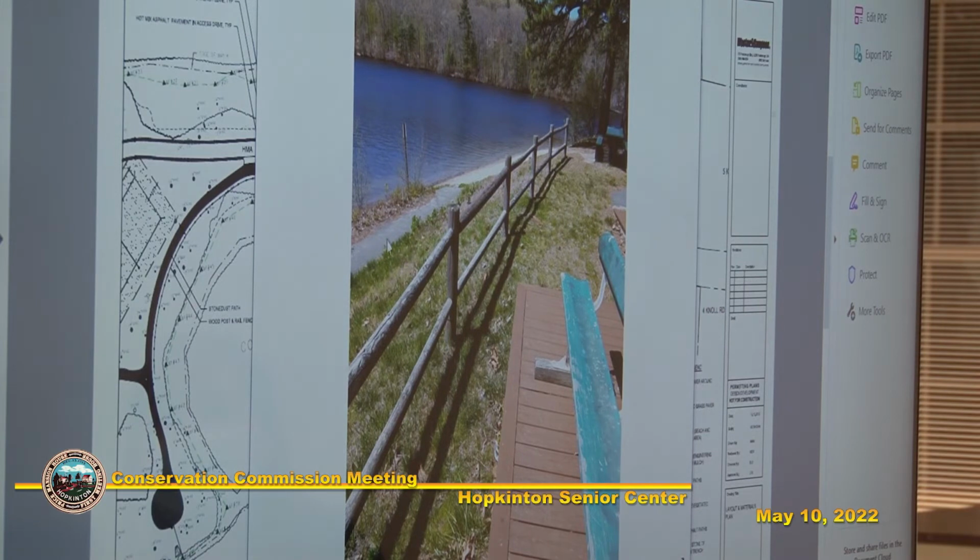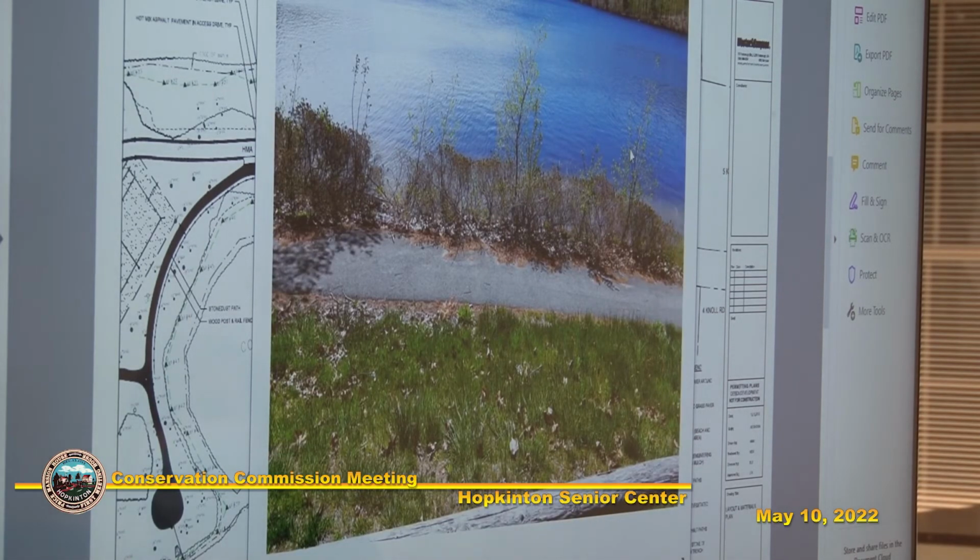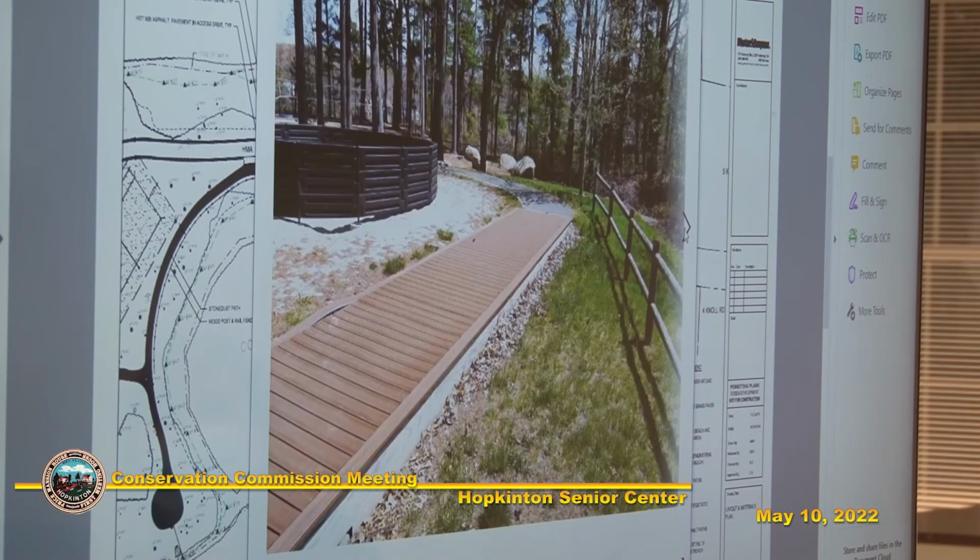Okay, grassed areas down by the beach. What's left of the trees that were planted, maples, alders, some perennials. There's no trees taken out along there.